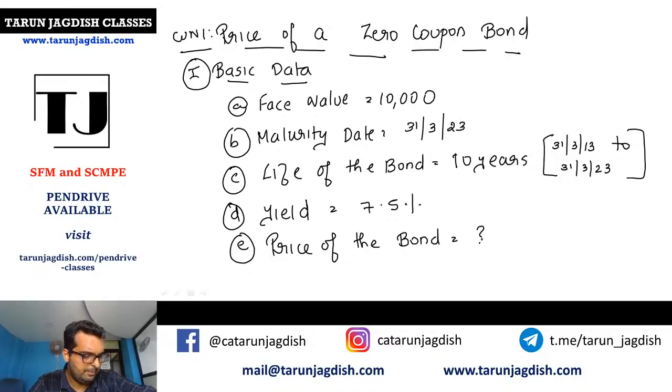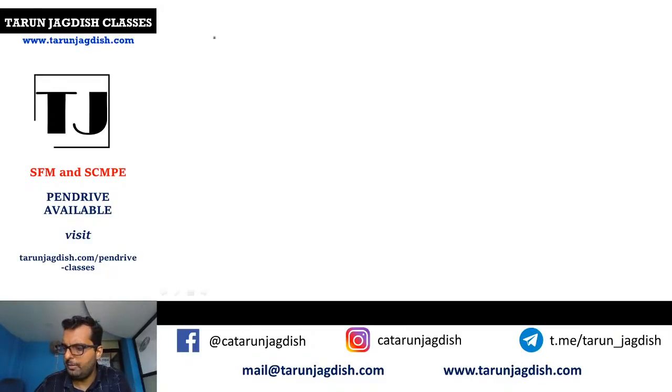Okay. All right. Fine. So have you written down so much in your books? They have basically given the face value, maturity date. They have given the life of the bond, and they have given the yield. Am I right? Now they are trying to find out the price of the bond. So I will write down Roman number 2. Price of the bond.